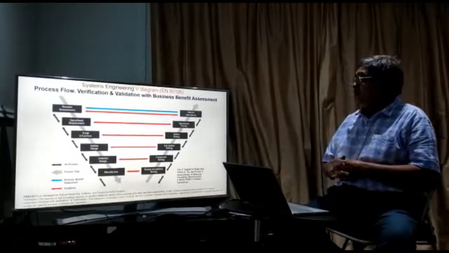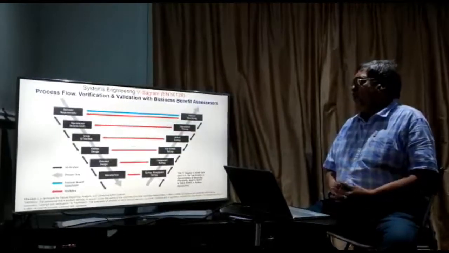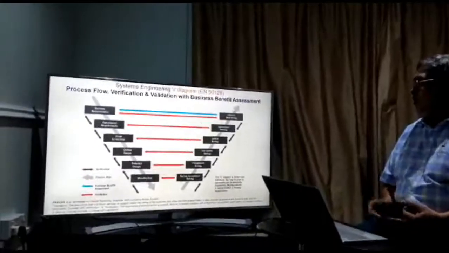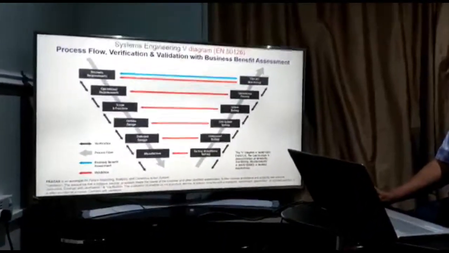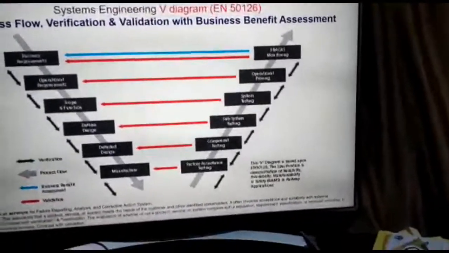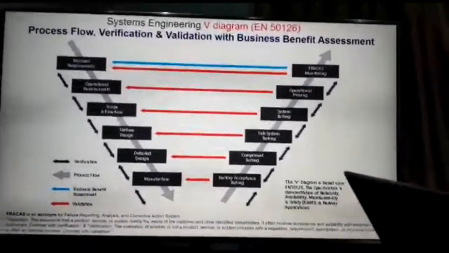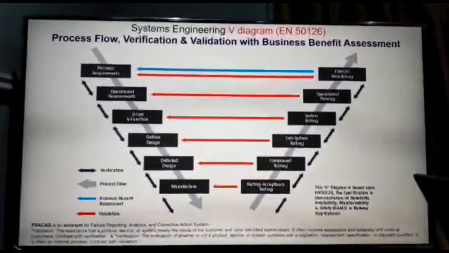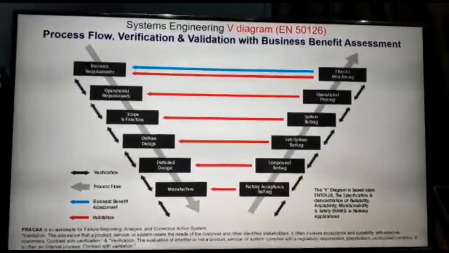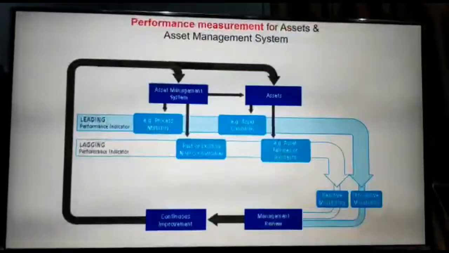This is European norm 50126. This is a process flow. We go from verification and validation to process information and business benefit. Before I proceed, I would like to go into the details of that.